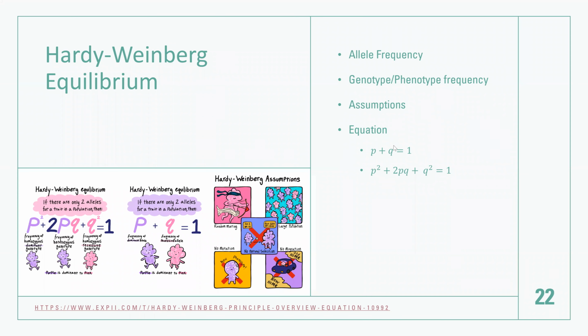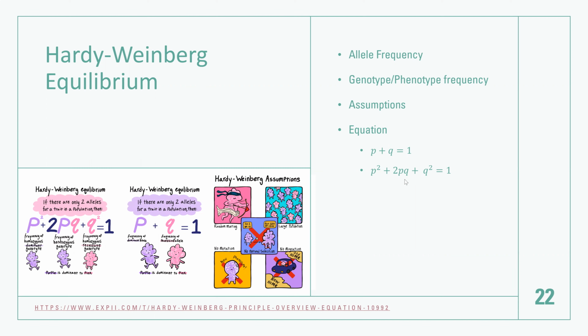And these are the equations for both of those, where P is generally the dominant allele and Q is the recessive allele. As you can see, they do that in a 2-allele system. If you have a homozygous dominant genotype, that means you have 2 P alleles. And that's why P squared equals the frequency of a homozygous dominant phenotype, and so on and so forth.